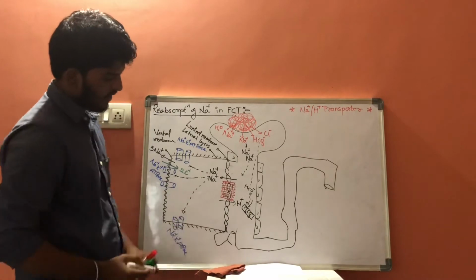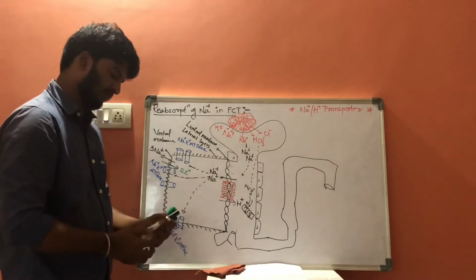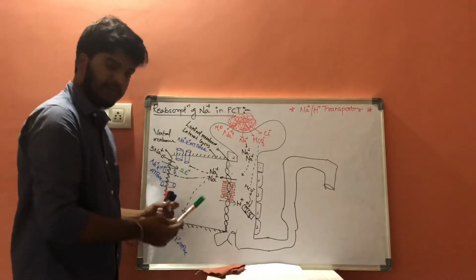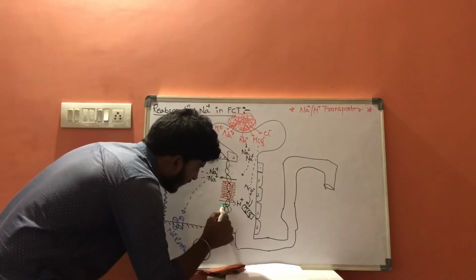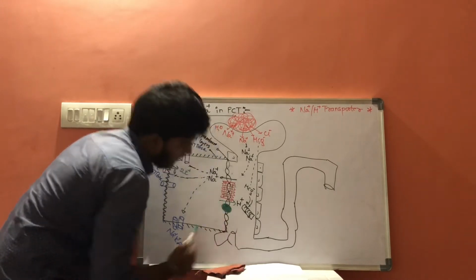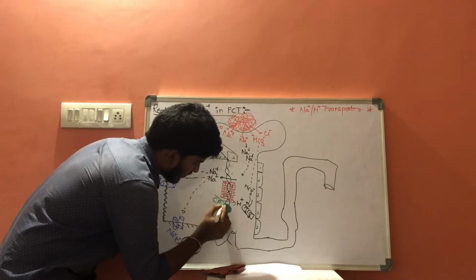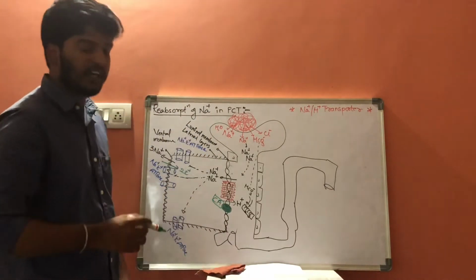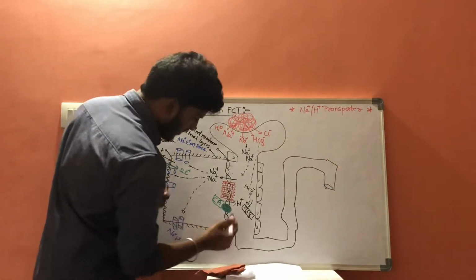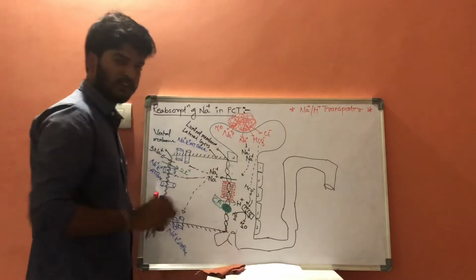H2CO3 will be formed. After formation of H2CO3, on the surface of the luminal membrane, there is a special enzyme called carbonic anhydrase. With the help of this carbonic anhydrase, these H2CO3 will be converted into carbon dioxide as well as water.